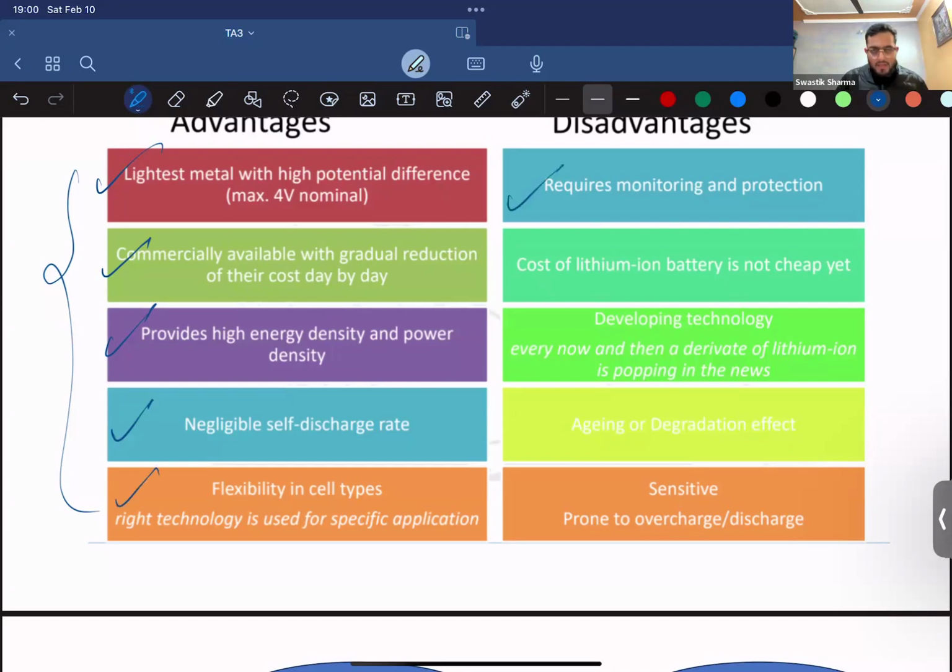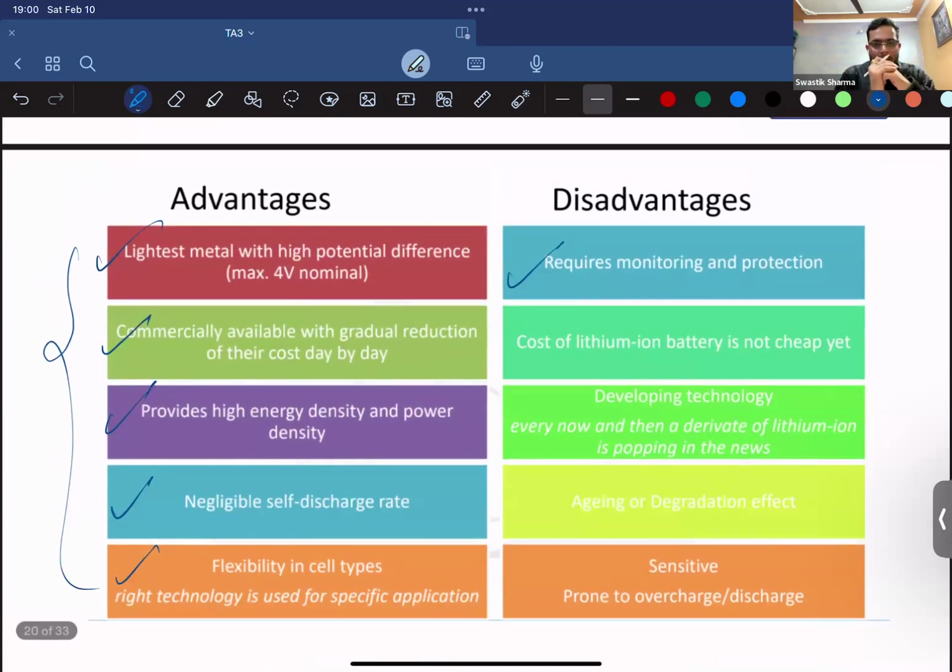But they require monitoring and protection. So why do I say this? If you could see, in conditions which are humid or hot, which is, let's say, India, you must have seen EVs catching fire on road, right? You won't see this generally in countries which are not that hot and humid. Why does this happen? It is because of poor monitoring and protection of the battery.